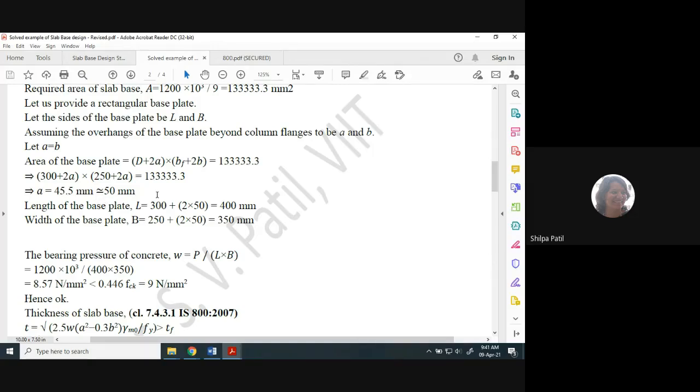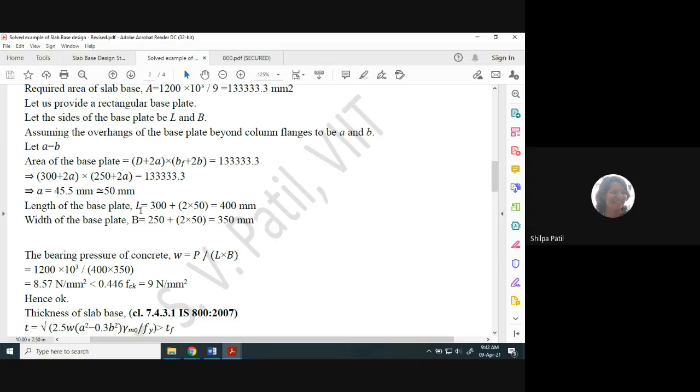Maximum value of a you can assume is up to 100 mm. Do not provide the projection beyond 100 mm. Otherwise, these projections beyond the face of the column will start behaving like a cantilever beam, and whatever pressure is acting below the base plate will try to uplift the base plate upward because of the excessive cantilever portion. So do not provide the projections of the base plate beyond the face more than 100 mm.